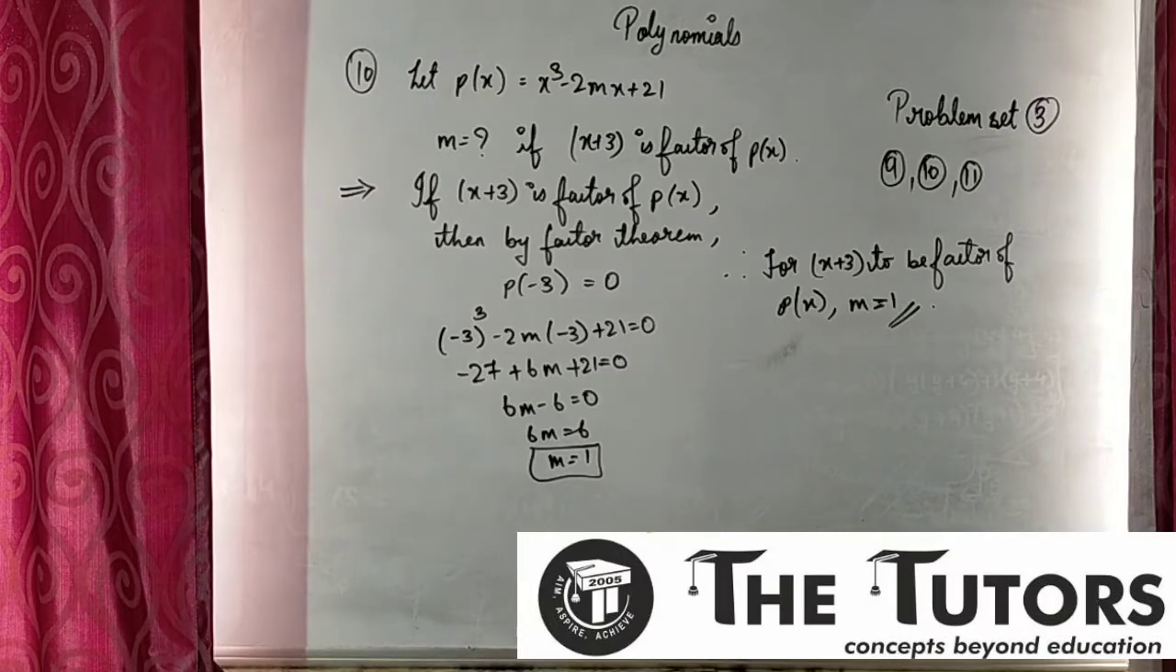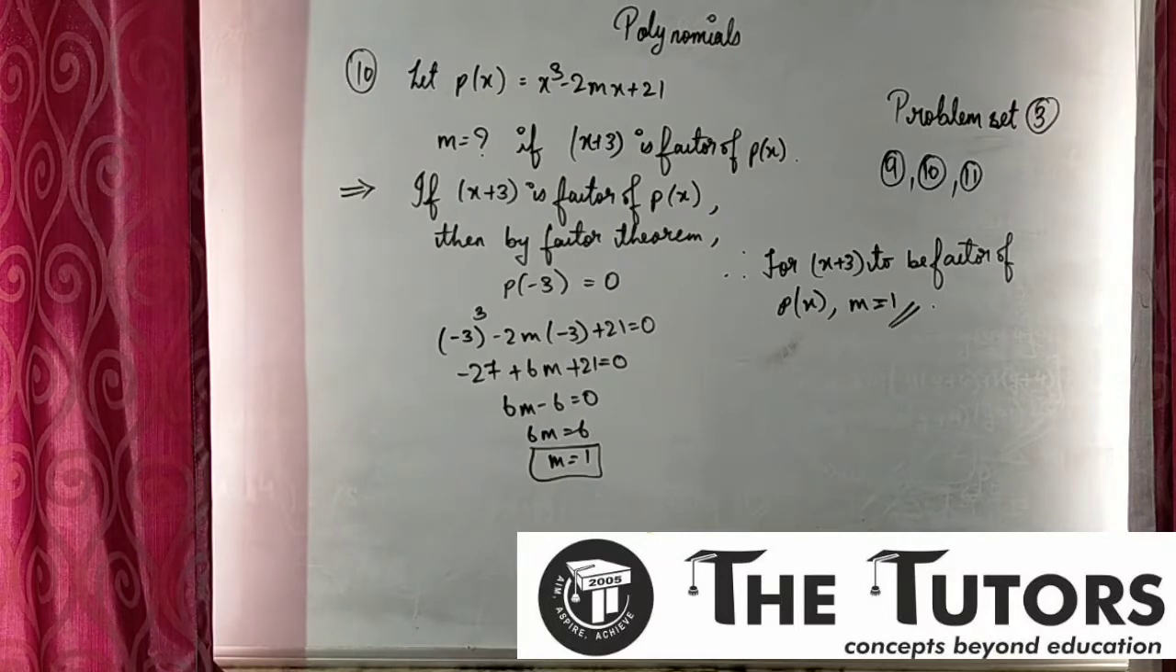So you assume the reverse of it. If x plus 3 is factor of p of x, then by factor theorem x plus 3 का उल्टा is minus 3, or plus 3 is opposite is minus 3. Therefore p of minus 3 will be equal to how much? 0. You obtain the value of p of minus 3, which should be equal to 0.